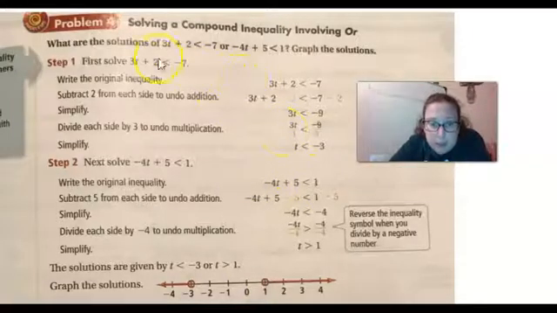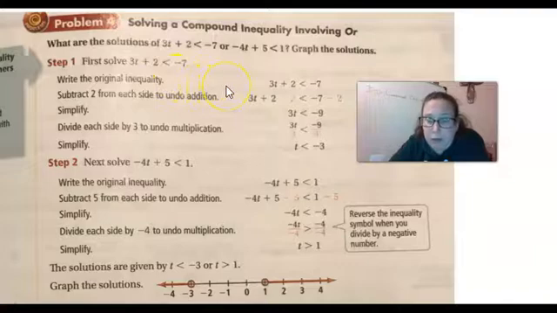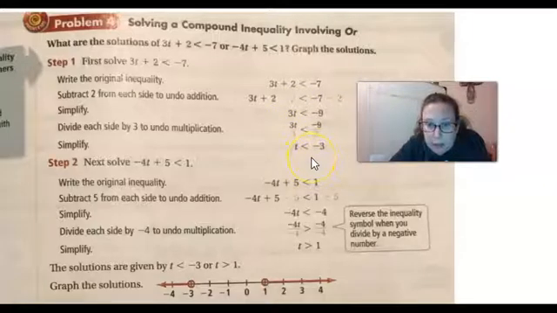So in this example here, they have solved these out for us. You look for your variable, you try to isolate it. You have to get rid of terms that don't have your variable first. So they subtracted 2 from both sides, then divided by 3. Got t is less than -3. The next inequality, again, you look at the side with your variable, get rid of the term without the variable first, and subtract 5 from both sides. Then we divide by a -4, and t is greater than 1.